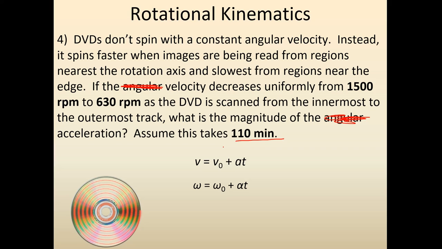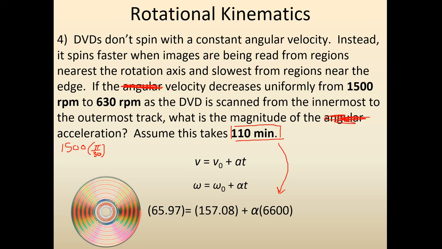The one thing I do want to point out, though, is that these are not proper units. The 1500 and the 630 have to be converted from RPMs to radians per second. So go back to the previous video if you need a refresher on that. I'll just write up here that you would essentially do 1500 times pi over 30. So we do that for both the 1500 and the 630. Plug that in. Also, we have to make sure that we convert the 110 minutes into seconds.